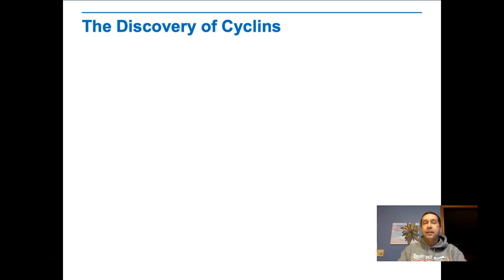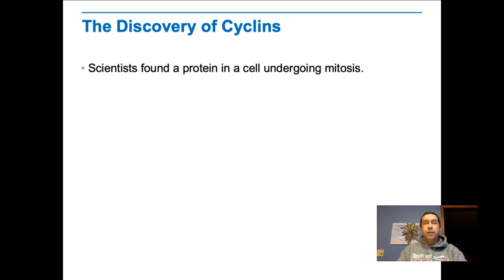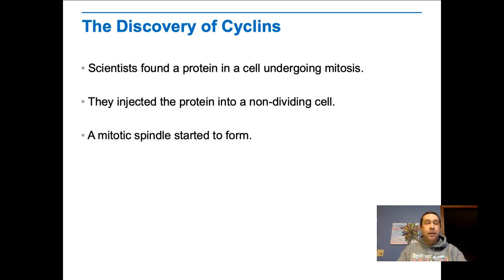One of the important groups of molecules in regulating cell division is called cyclins and cyclin-dependent kinases. Their discovery has helped us understand cell division, but also what happens when the cell loses its ability to control cell division. In cells that are undergoing mitosis, scientists continued to find a certain type of protein called a cyclin. They isolated the protein, put it in non-dividing cells, and lo and behold, the cells started to divide. One of the cyclins helps form the mitotic spindle, and that's the first one they discovered.